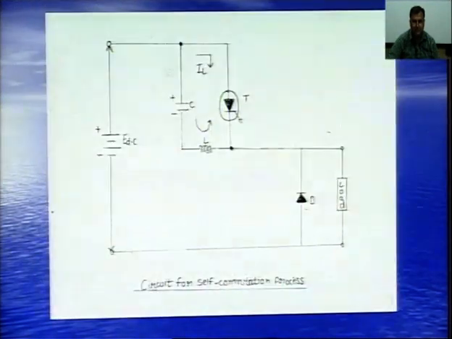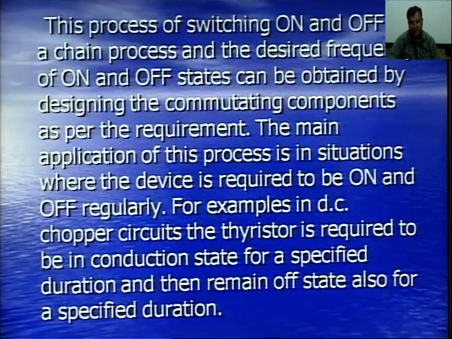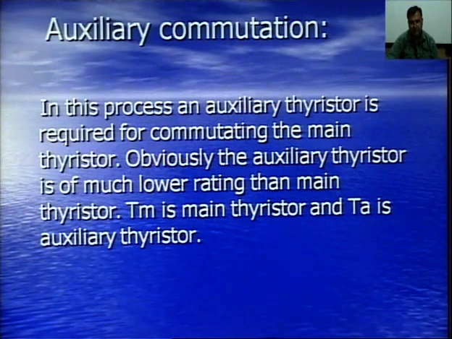This was the circuit for self commutation. Here this capacitor C is responsible for switching off the thyristor as and when required, and it makes the thyristor switch off automatically; the voltage polarity across this capacitor is responsible for switching off or on as and when required. This is the basic principle of self commutation.